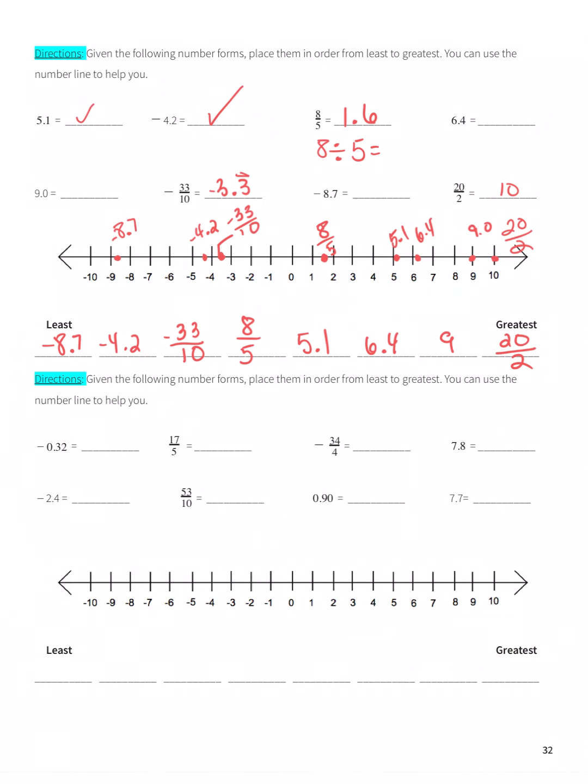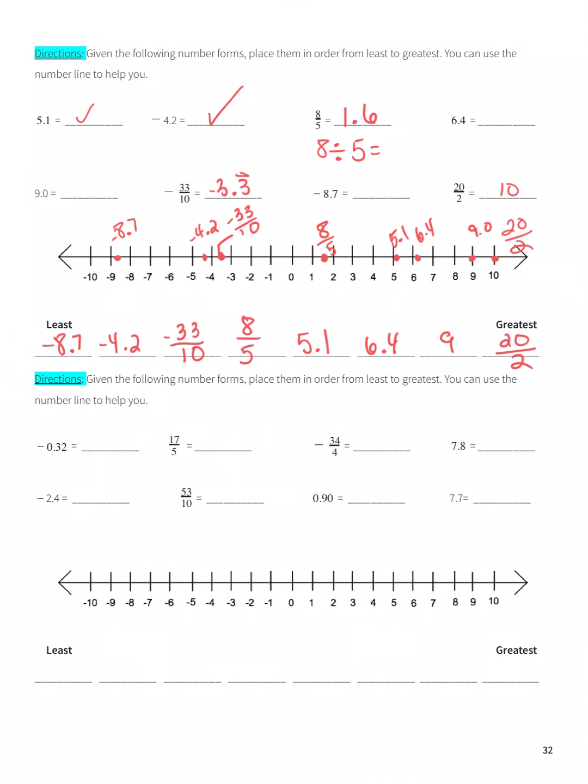8/5, and when we do 8 divided by 5, that was 1 6/10. This is 1 6/10. Then we have 5 1/10, 5 1/10, 6 4/10. 6 4/10 probably should be a little bit closer to the 7 than it actually is here. And then we have 9. And last we have 20 halves because 20 divided by 2 is 10. So that goes right there. Right? Hopefully you did these correctly and you're ready to move on to the next and last problem.